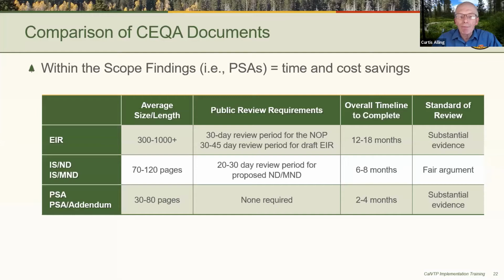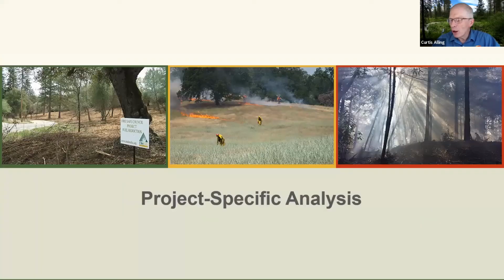And then finally, the PSA, or the combination of a PSA and addendum, is shorter still. We found them to be in the 30 to 80 page range, and there is no document that is required for public review, so there's no public review period. It's been taking 2 to 4 months to prepare these, and as I mentioned before, it's protected by the substantial evidence standard. So we'll now move on to our next segment and turn it over to Lily Bostrom.